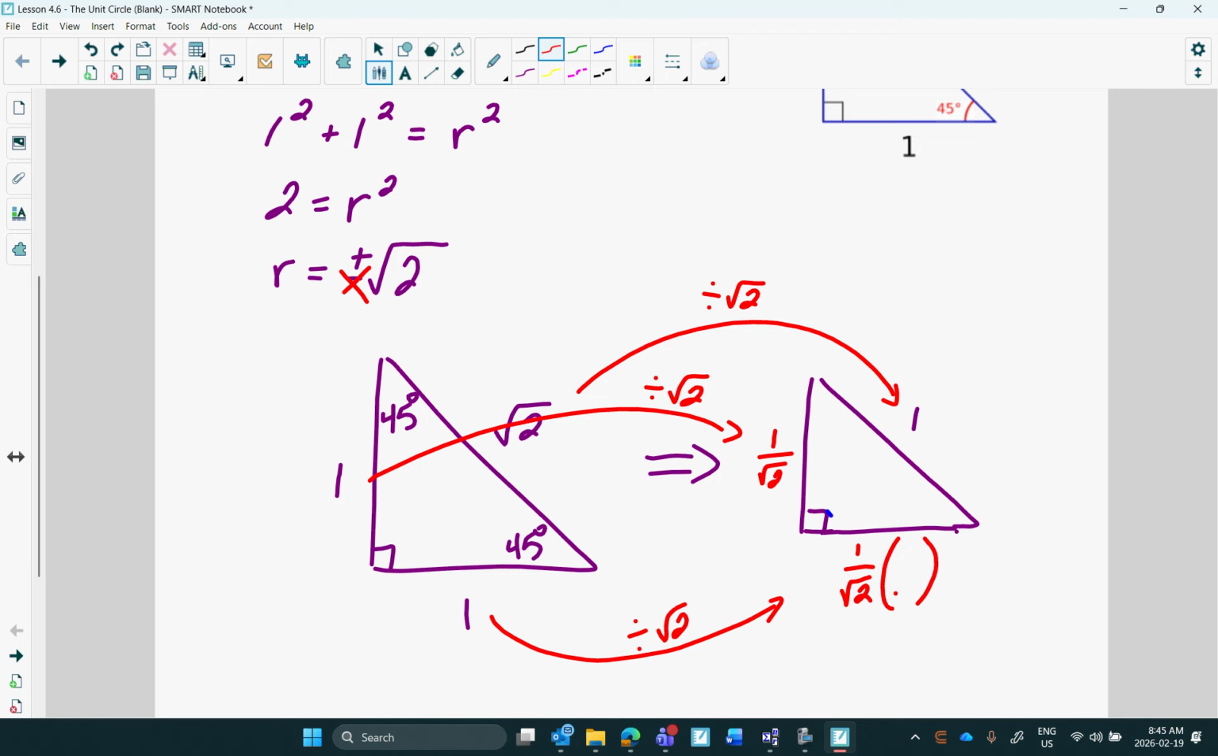Root 2. And whatever you do to the bottom, you have to do to the top. So 1 times square root 2 is root 2. Square root 2 times square root 2 is root 4, which is 2. So we get root 2 over 2. Obviously, this has to be the same, root 2 over 2.